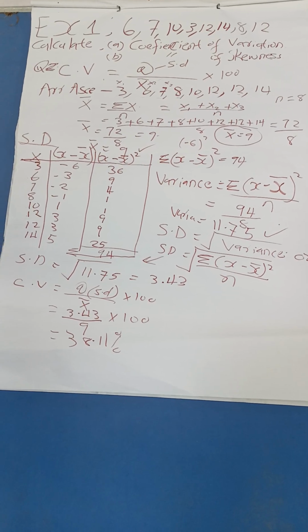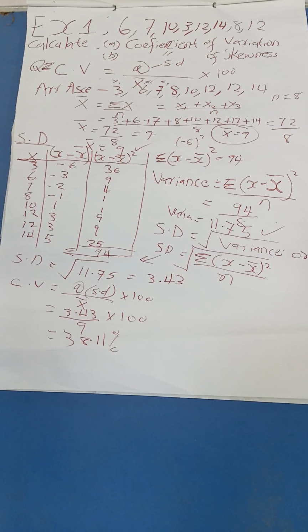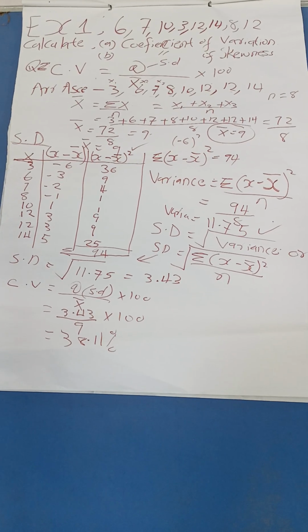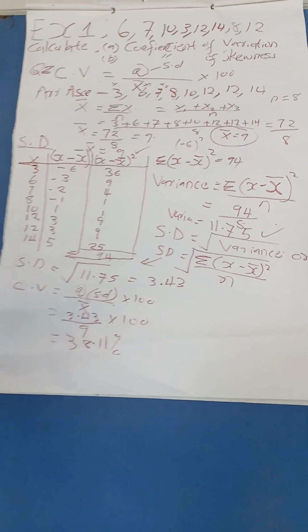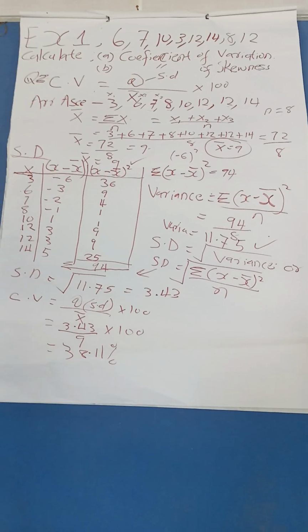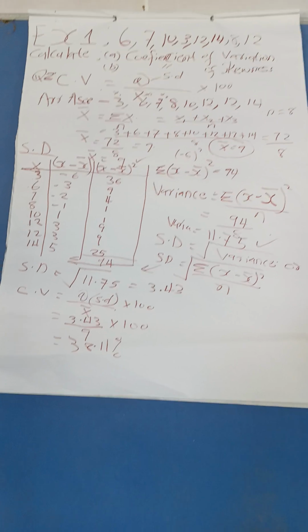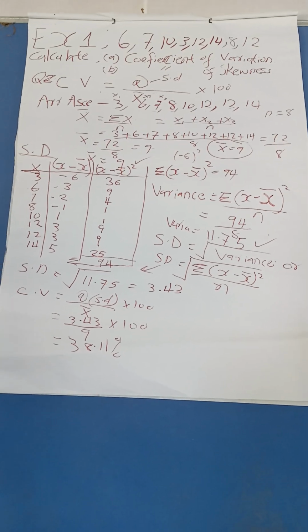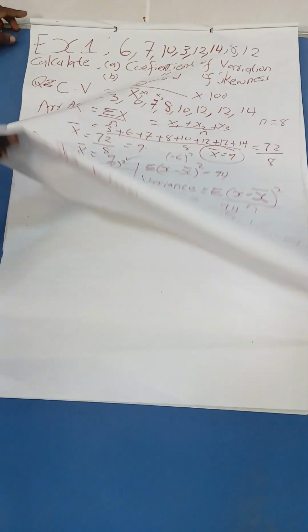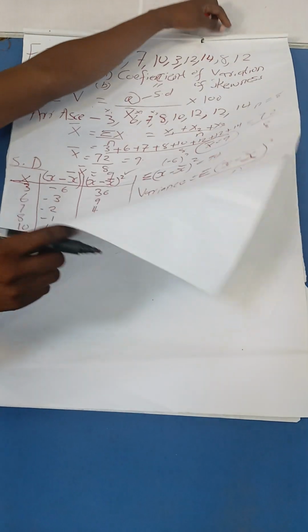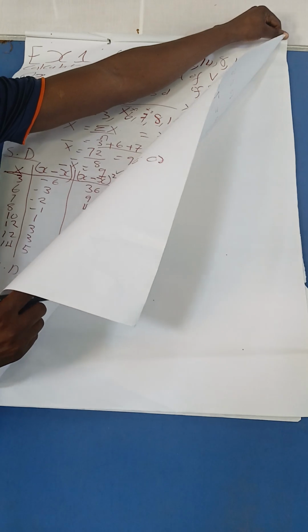Good. Now we are just remaining with the coefficient of skewness in regard to this. Then we go to the grouped data. So let me go to the coefficient of skewness. So learners want to calculate the coefficient of skewness.